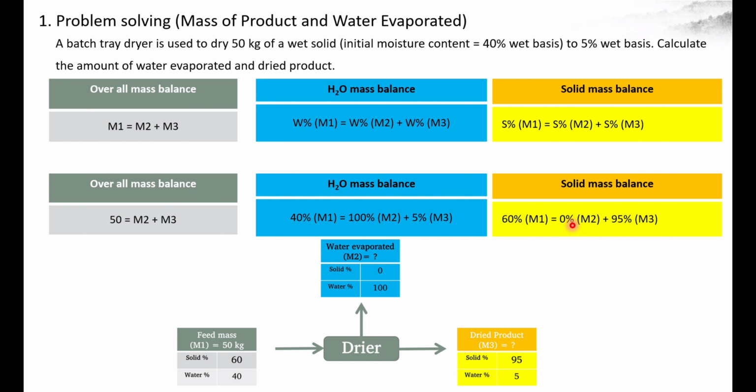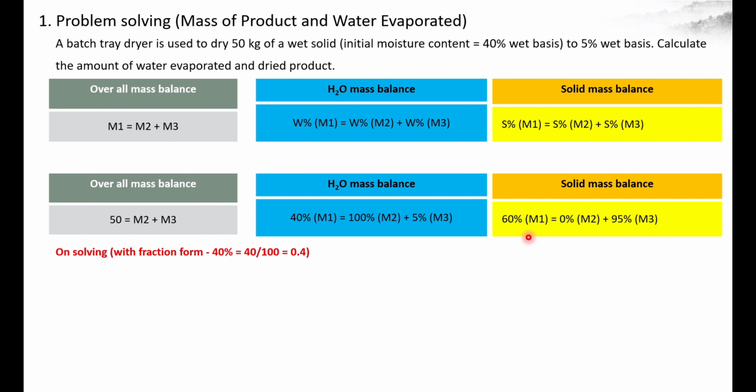Again, I am multiplying each term by its respective solid percentage. M1 stream has how much solid percentage? M1 stream has 60% solid, so I multiplied M1 by 60%. Then moving to M2, how much percentage of solid is in M2? The solid percentage in the M2 stream is 0, so I am multiplying by 0%. Then M3 is 95%, so I multiplied by 95% into M3. So you see the whole structure. M1 is equal to M2 plus M3, but we are just multiplying by the respective percentage of solid or water.